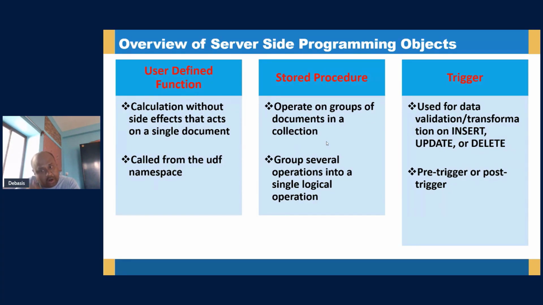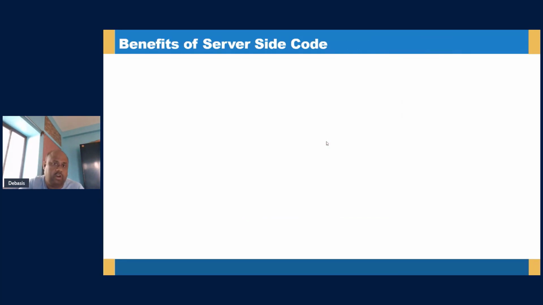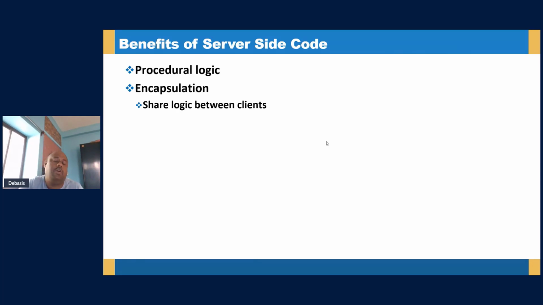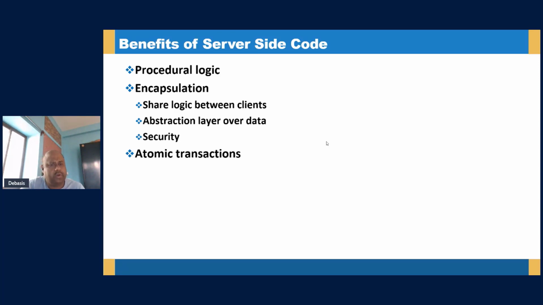In Cosmos DB, we have pre-trigger or post-trigger options. A pre-trigger can act before inserting the record, and a post-trigger can act after inserting the record. All of these need to be invoked through applications. We cannot directly run them from the backend, which is why we call this server-side coding. Any server-side application needs to invoke those objects to execute them. The benefits are procedural logic, encapsulation of code or business logic, sharing the logic between different clients or different databases, an abstraction layer, and also security.